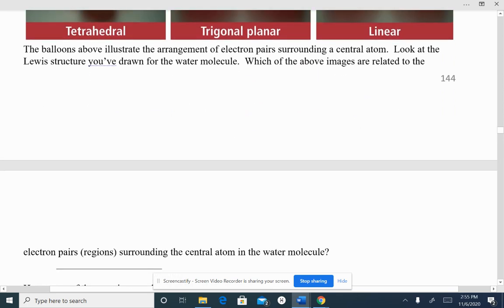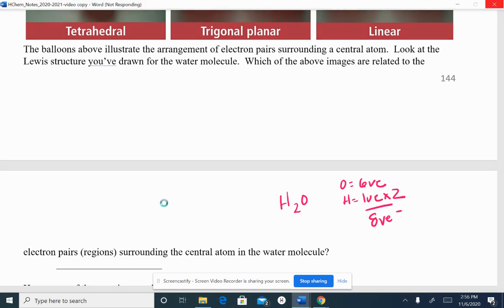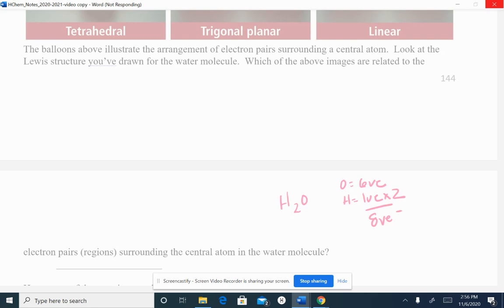Okay, so if I look at water, oxygen gives me 6 valence electrons, hydrogen gives me 1 valence electron, and I've got 2, so I've got a grand total of 8 valence electrons. Okay, now the next thing we've got to decide is what's going to be in the center. Hopefully you said oxygen. So I'm going to put oxygen in the center here.